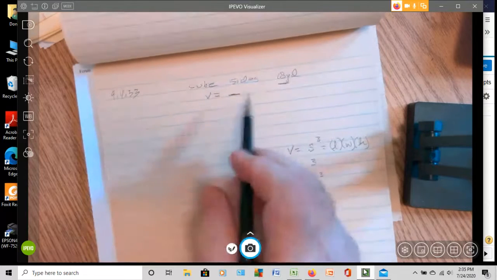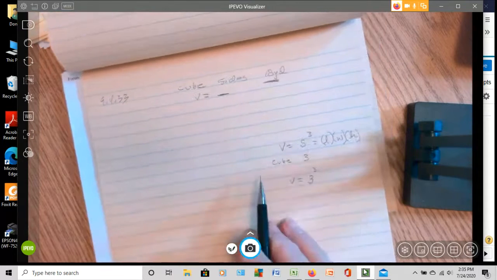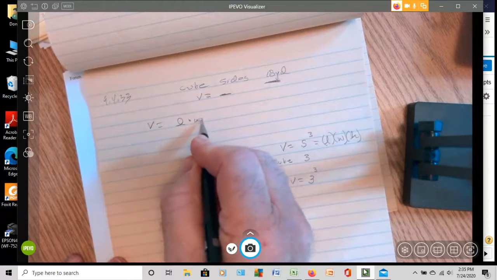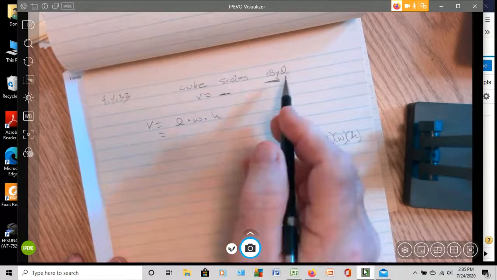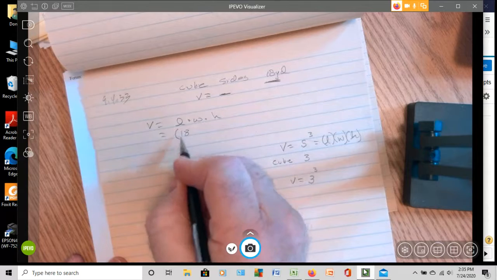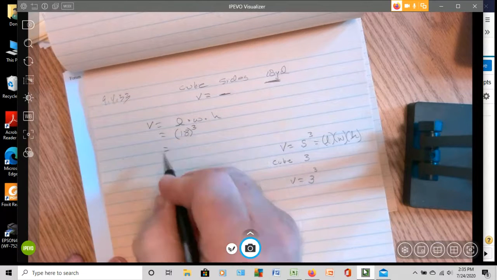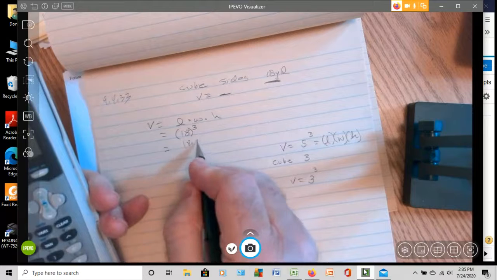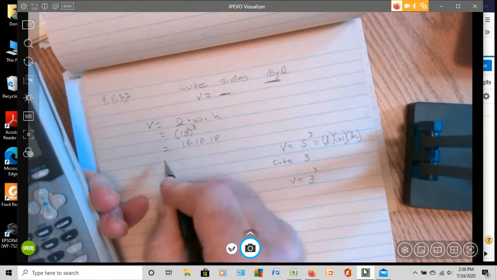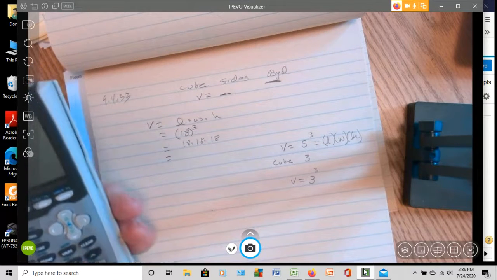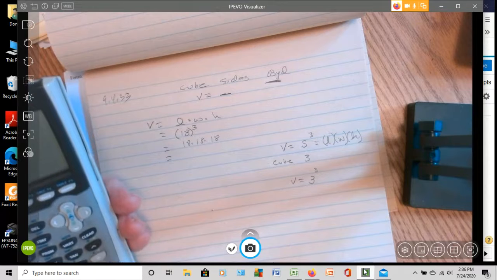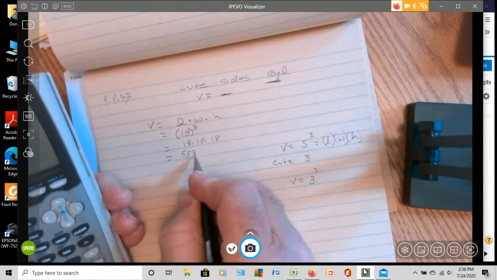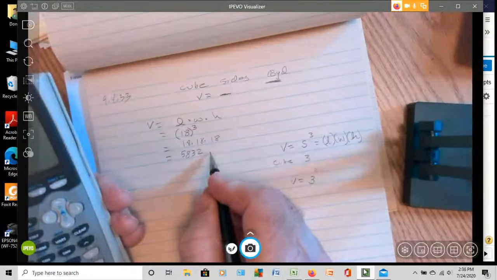Now, you ready? We have a cube that has 18 yards on the side, and the volume is going to be the length times the width times the height. In this case, each one of those is 18, so I'll just say it's 18 to the 3rd power. How do you do that? 18 times 18 times 18. Or if you have a calculator with an x to the y key, you say 18 to the 3rd, and you get 5,832.